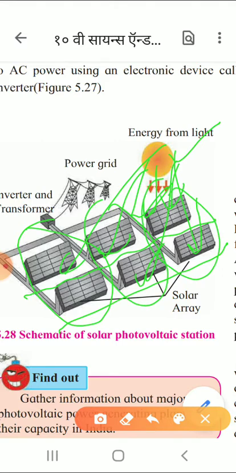So when they are arranged in series as well as connected in parallel form, then it forms a solar array. Then with the help of the inverter, we can see here that this DC is changed to AC current or alternating current. Further, it goes to the power grid. From there, it is supplied for domestic purposes as well as for industrial purposes. So this is the use of this, and whatever solar energy is generated is in the DC form. DC means direct current form.